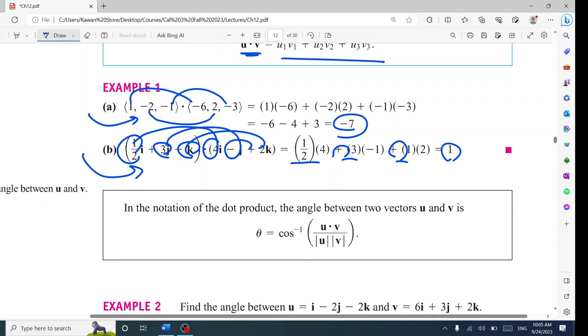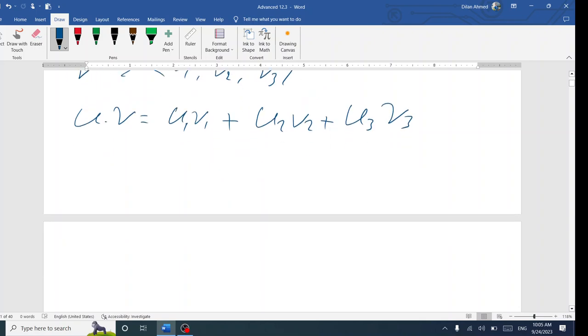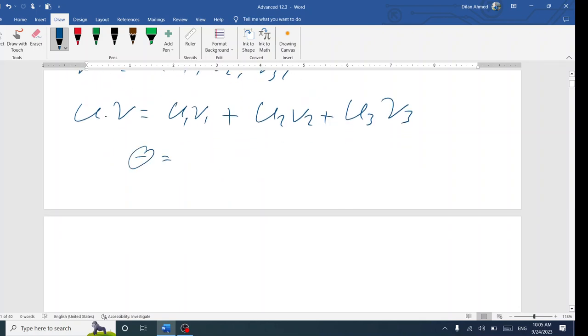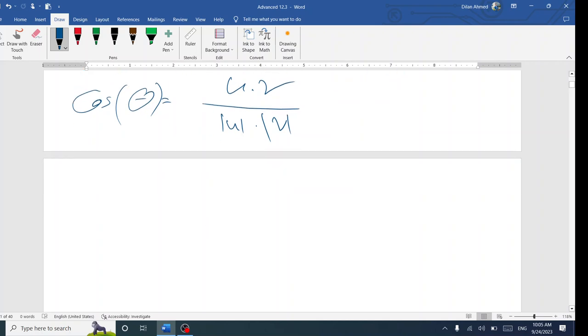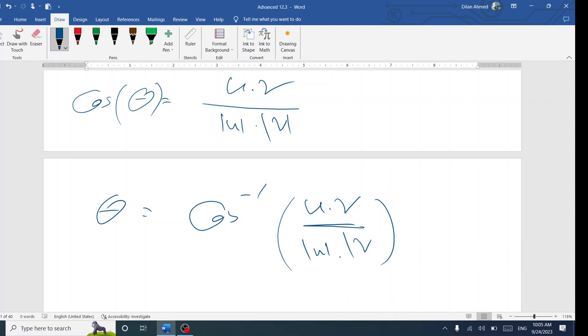So the rule is what? You can find the angle between two vectors. Cosine of theta is equal to u dot v over length of u times length of v. Understood? During the exam, if I ask you to find the angle, you say theta is equal to cosine inverse of u dot v over length u times length v. Clear? Of course, the result will be a number.